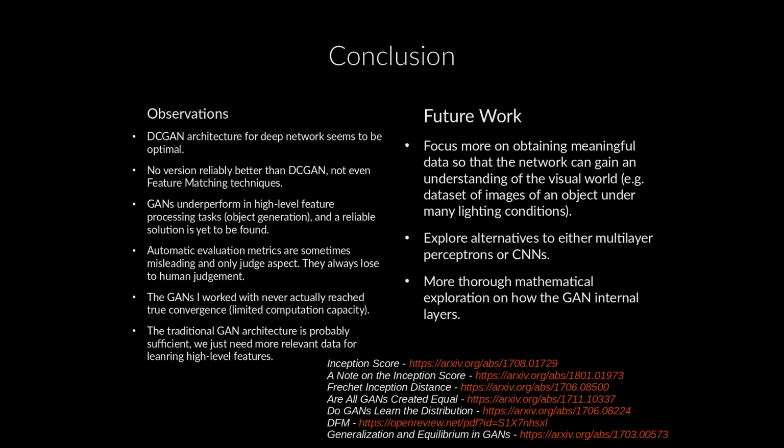In conclusion, some general observations are that the GAN, although a very powerful tool, still underperforms in high-level feature processing tasks like object generation, and a reliable solution has yet to be found. The traditional GAN architecture is probably sufficient, and more work needs to be done in compiling datasets that contain more information about the objects. It is also important to explore alternatives to either neural networks or convolutional neural networks. Also, a more thorough probabilistic mathematical exploration of the internal workings of the GAN layers must be achieved.